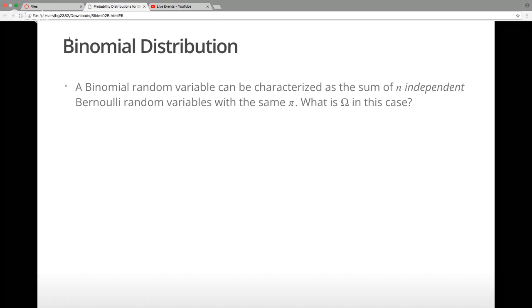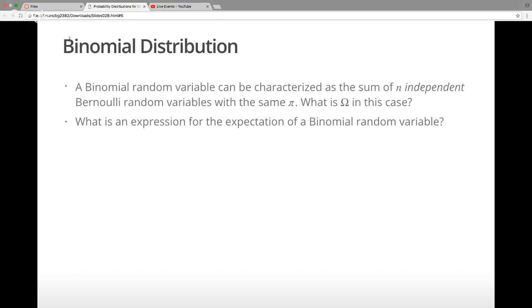Plus 0. Okay, we want to include 0, but it's not all non-negative integers. Up to n, right? So 0, 1, 2, up to n. If n is 1, then the binomial and the Bernoulli are the same thing. But if n is more than 1, then the binomial and the Bernoulli are different, although related, and so the sample space is 0 to n.